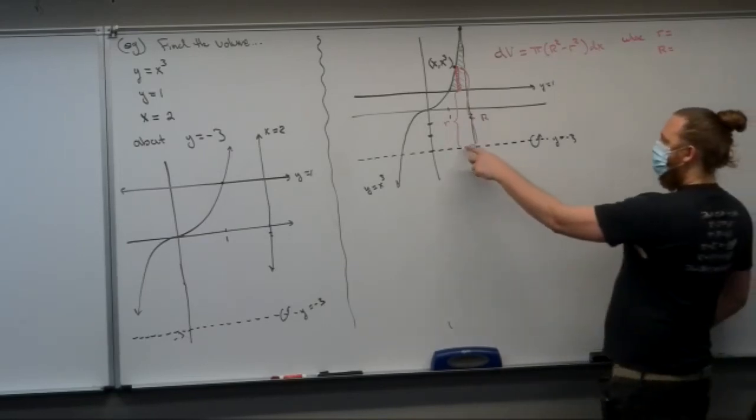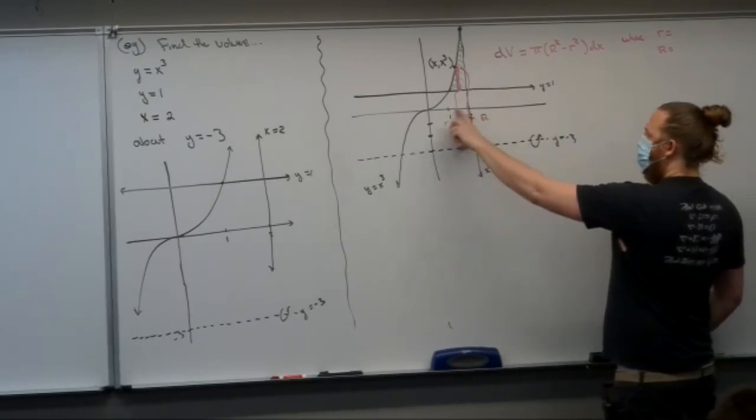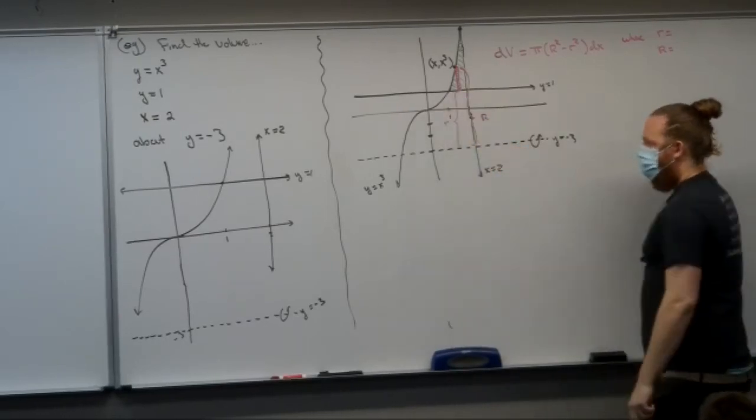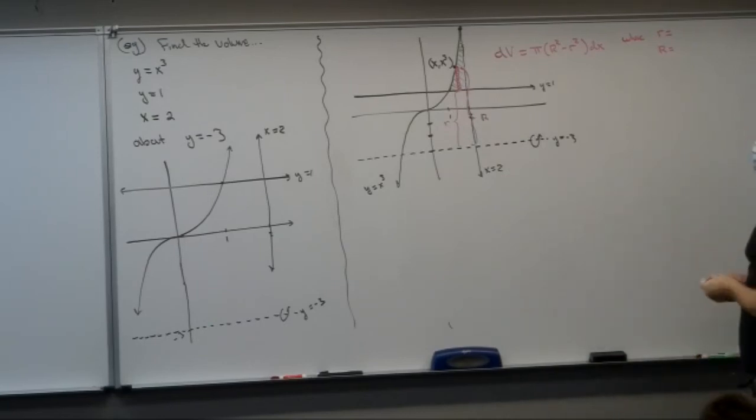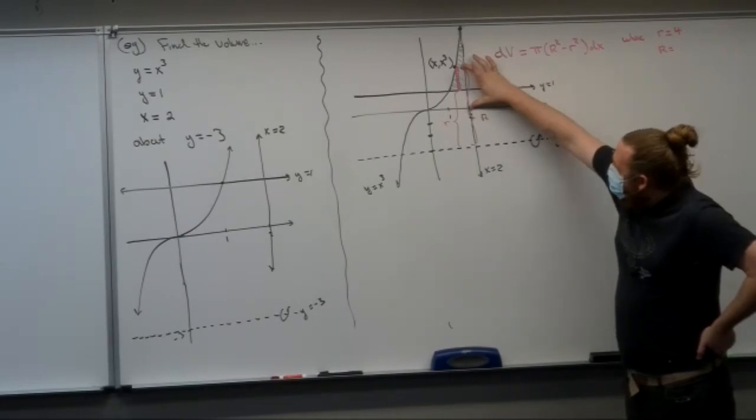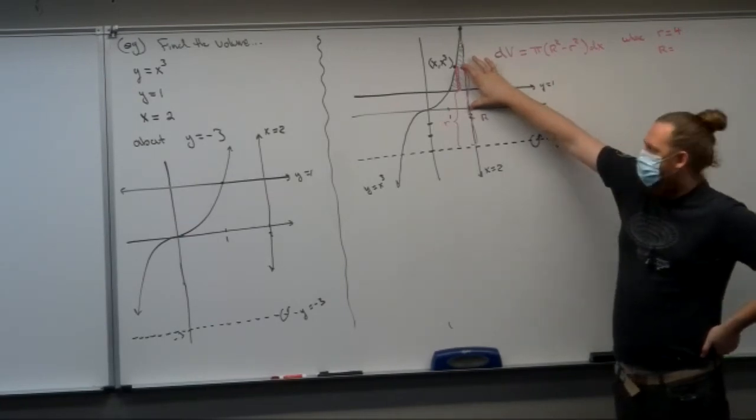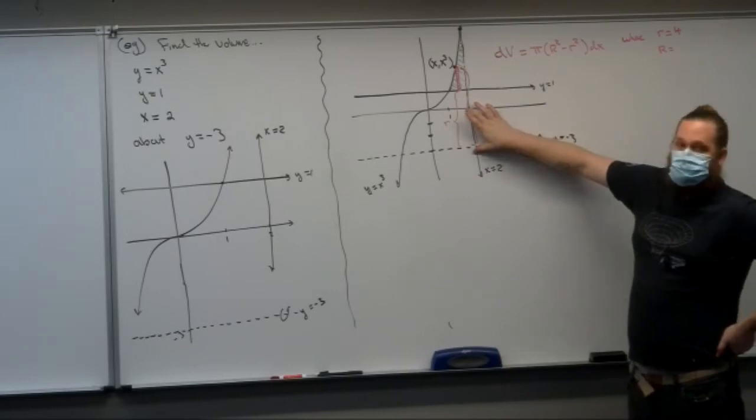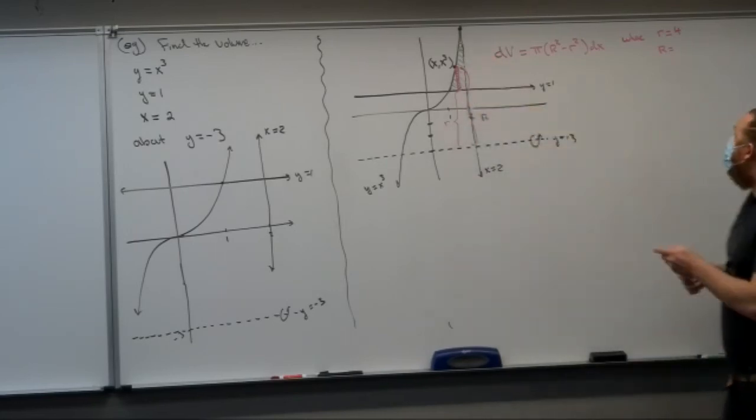The vertical distance from -3 up to the x-axis is 3. And the vertical distance from the x-axis to that lower boundary curve, which is a constant, is 1. So little r is 4. What about the big radius? 4 plus extra. Almost. So this distance here from the end of the strip to the x-axis is x cubed, right? This distance here is just 3. So it'd be 3 plus x cubed.